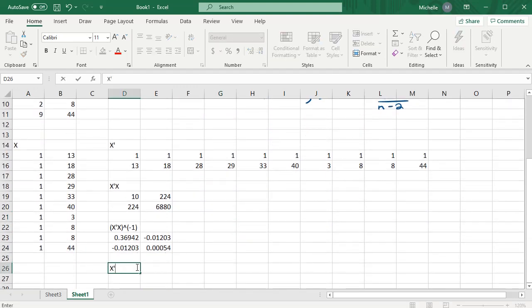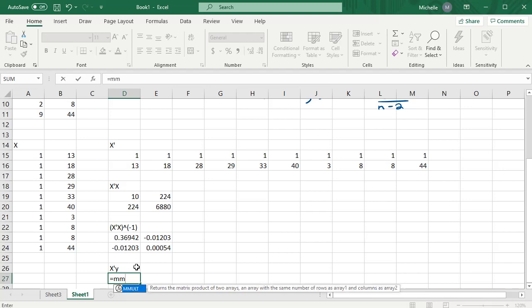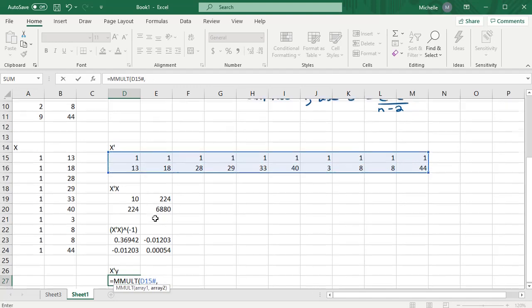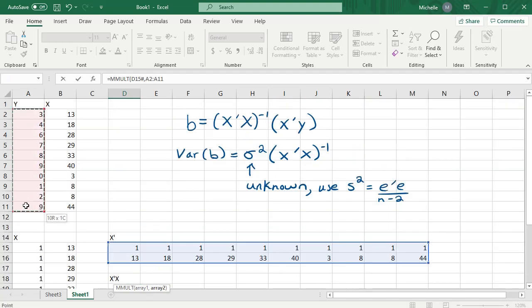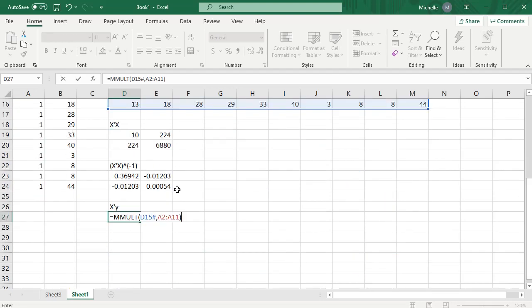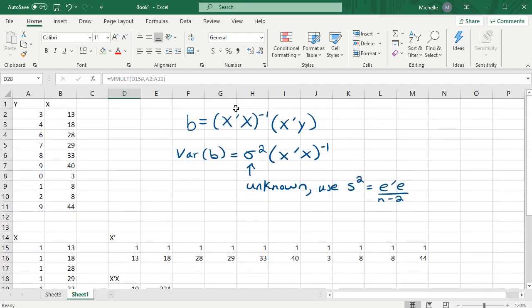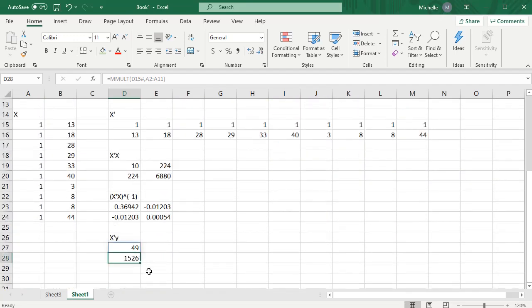X transpose y. This will equal mmult, so matrix multiplication of x transpose is the first array, comma, and here's y. Now make sure you're not copying this label, okay? Just the numbers. Close parentheses and press enter, and there we go. So this is x transpose y. So I want to multiply these two together to get what b is.